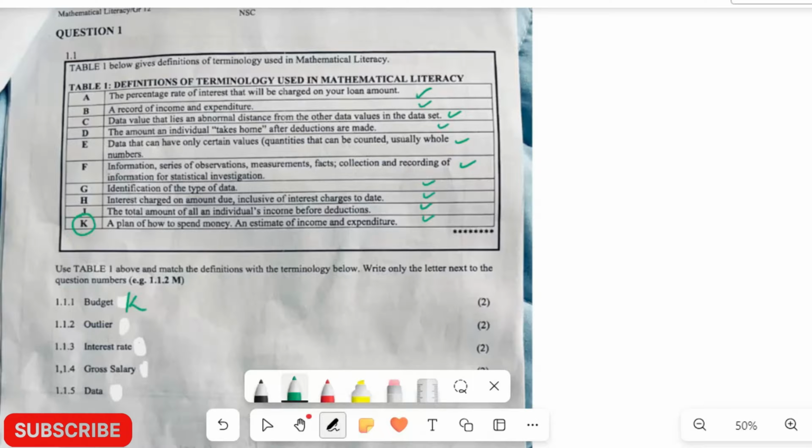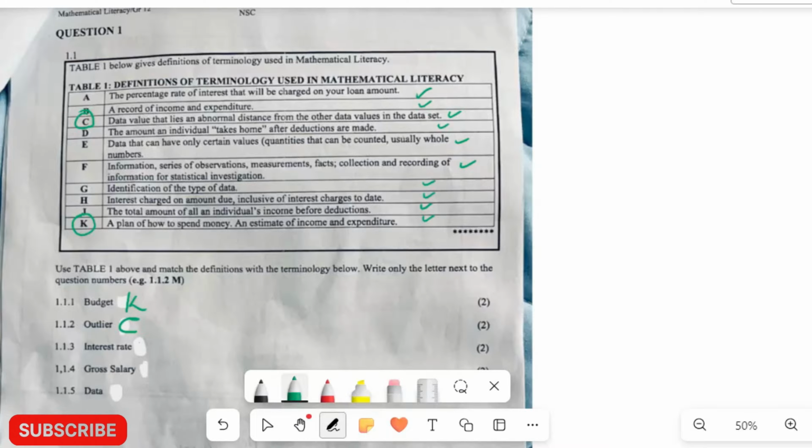Outlier. An outlier is a value that is very far from the other data values. So an outlier, looking at this table, would be C, because C says data value that lies an abnormal distance from the other data values in the data set. So it's C.